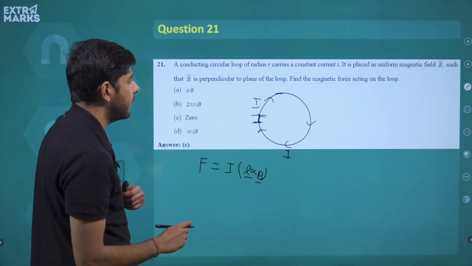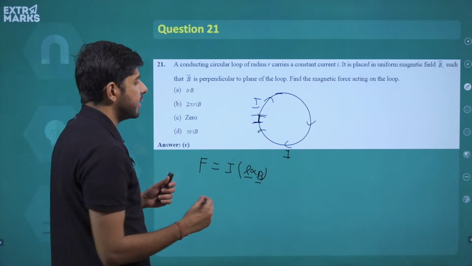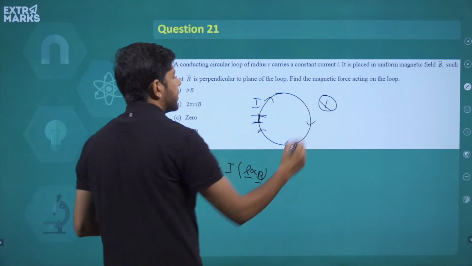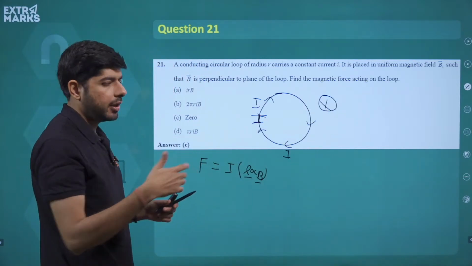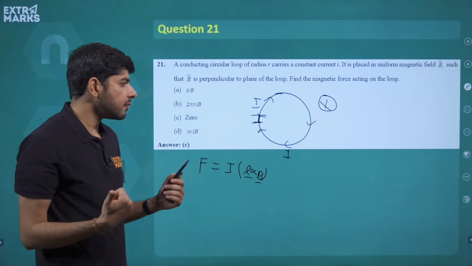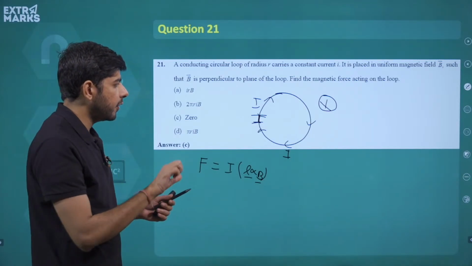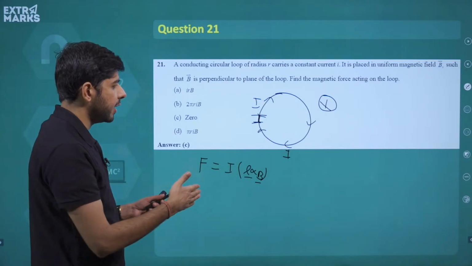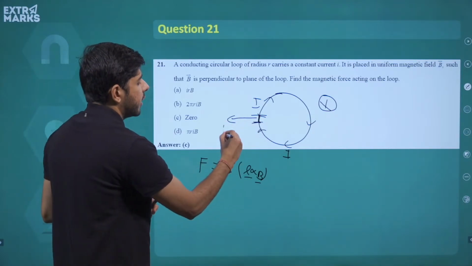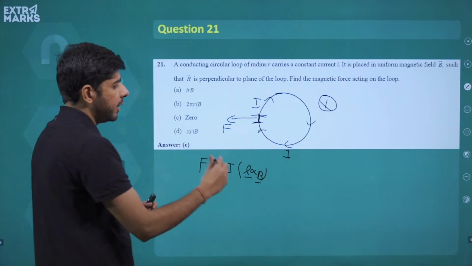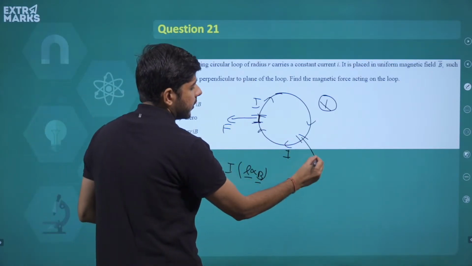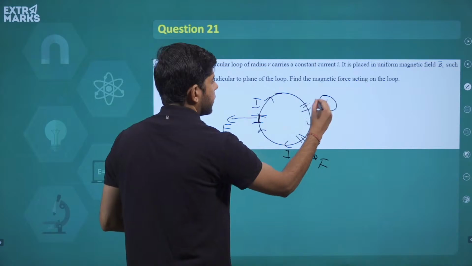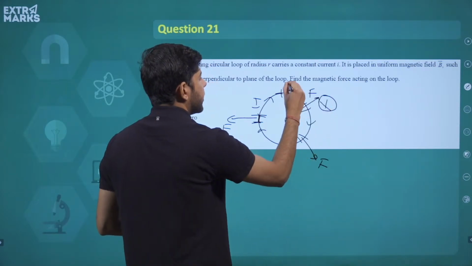Where is the magnetic field? Let's say it is inside, perpendicular, it is given. So where is the force? Again guys, we can use L cross B. So if we talk about L, and the magnetic field is inside, the force on this will be outside. And if we talk about this one, here the force will be like this. So on each part the force will be outside.